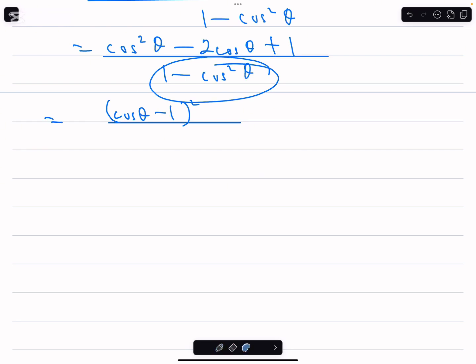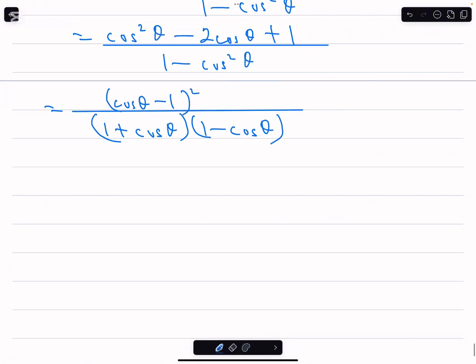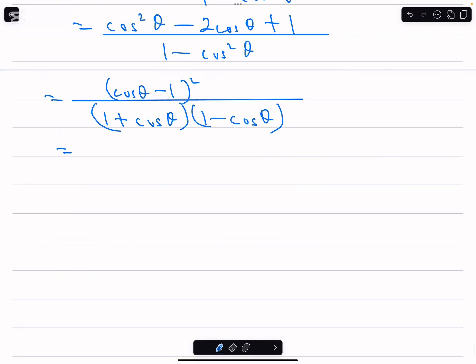which is actually a difference of 2 squares. So I can write it as 1 square minus cos square theta, which I can write as 1 plus cos theta times 1 minus cos theta. And that's the same as, let's see, what can I do? I have the square of cos theta minus 1 as the numerator, and in the denominator I have 1 plus cos theta times 1 minus cos theta.